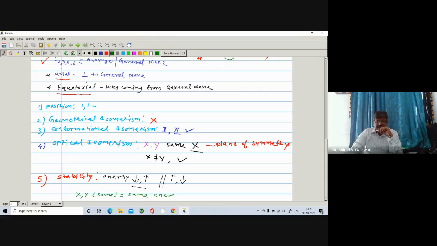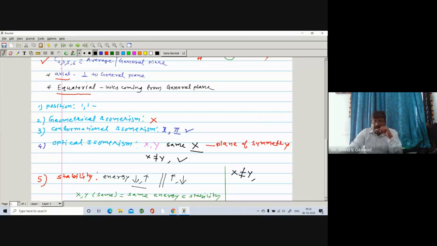Why same energy? Because both are same. In both cases, structure number 1 and structure number 2, X is axial, also X is equatorial. So here they are having the same stability. But if X and Y are different, then they are not having the same stability.